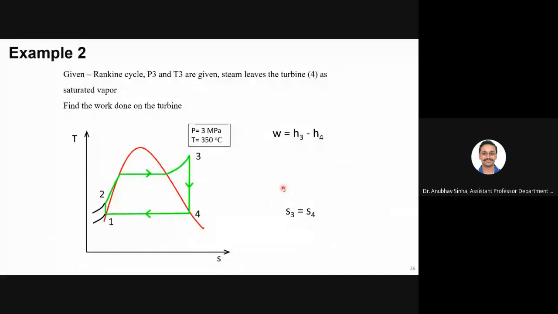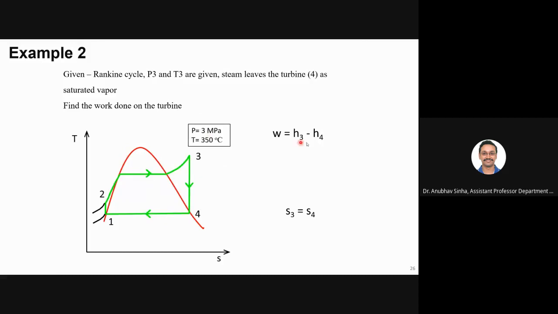So now you see what I'm doing: what sort of problem you will get and how to tackle that. For this particular case, you are given the condition at 3, and you're supposed to find the work done. For work done, I need H. I need the property at 3 and the property at 4. Nothing is told about 4. I'm just giving you the values at 3.